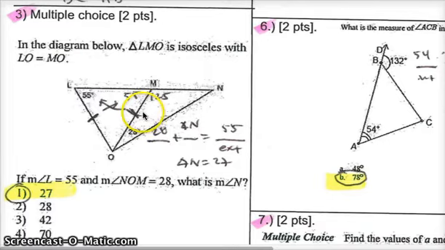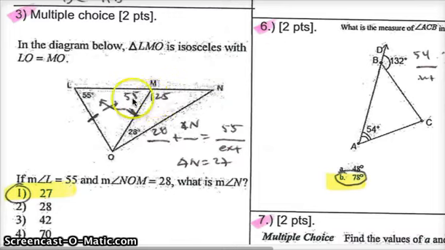We've learned that in isosceles triangles, opposite of the congruent sides, the base angles are congruent. They call that the base angles theorem. Now I know they're the same. So on the diagram, I know that this is 55, therefore I can write 55 here. Now it tells me if the measure of angle L is 55, which is already on there, and the measure of angle NOM is 28 degrees, which is already there, what is the measure of angle N? So they want this angle over here.